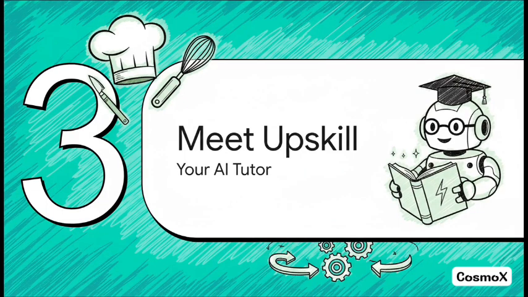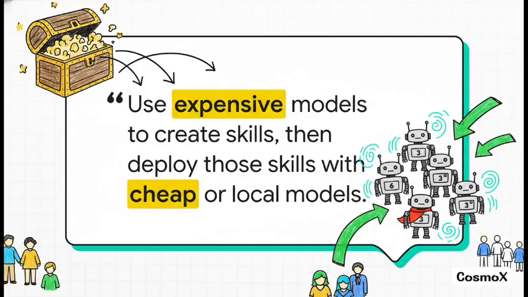So who's our master chef? Well, the tool that actually creates these recipes is a command line tool called Upskill. You can think of it as an AI tutor for your other AIs. This quote right here just nails the whole idea. You use one of those powerful, expensive models just one time to create the skill, to write the recipe. Then you hand that skill off to your cheaper, local models to use for all your day-to-day tasks. It's kind of like a Robin Hood for AI knowledge, right? You take the knowledge from the rich models and give it to the lean, fast ones.